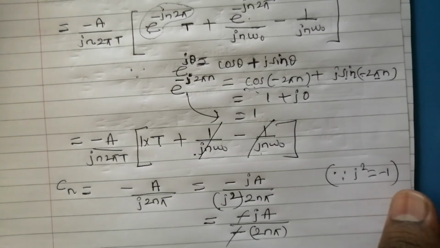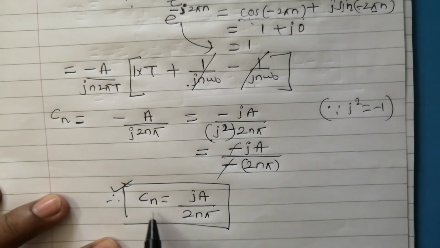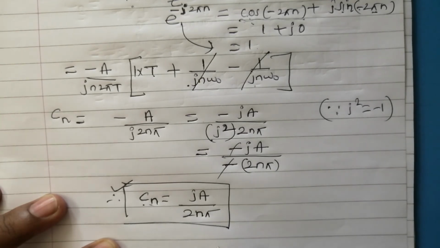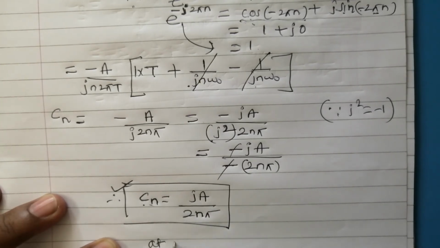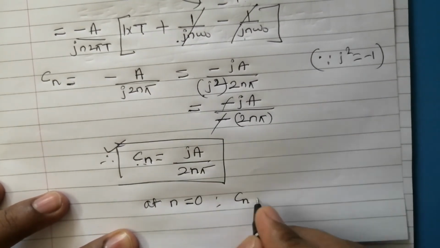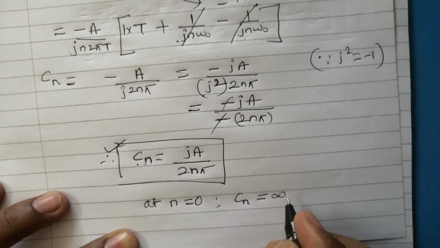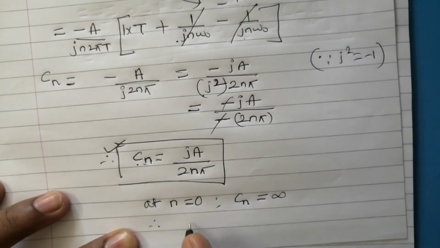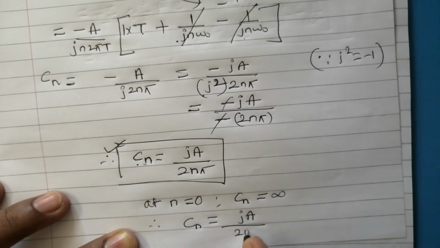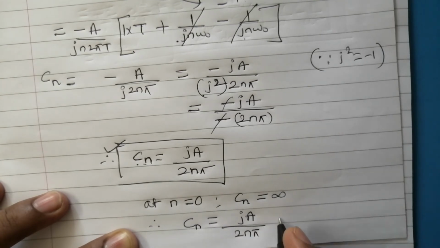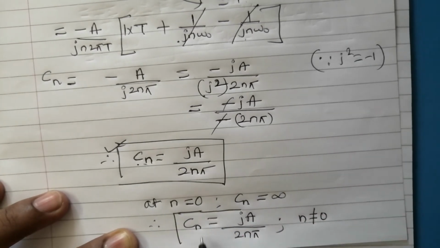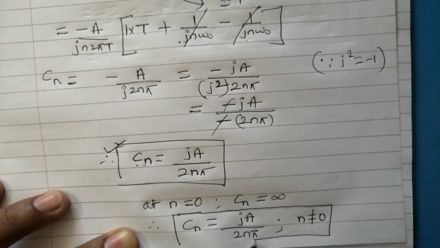Now pay attention here that this C is a function of n. Here n is in the denominator. So at n equals 0, this Cn will be infinity, right? Therefore Cn equals jA upon 2n pi, where n should not be equal to 0. Otherwise this value will become infinity, which is indeterminate.